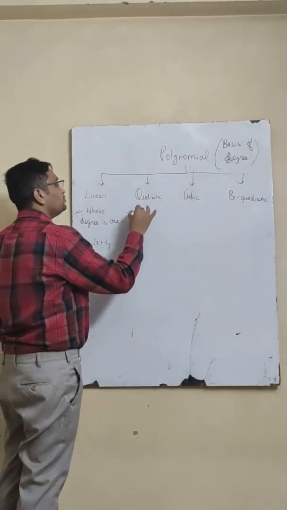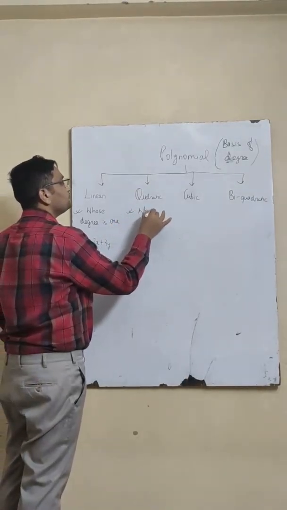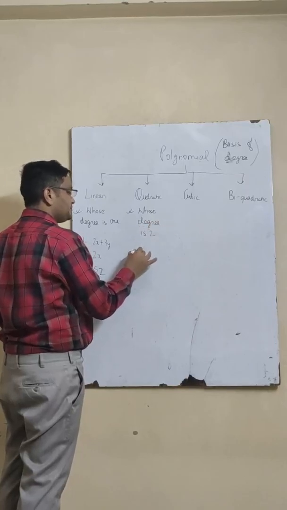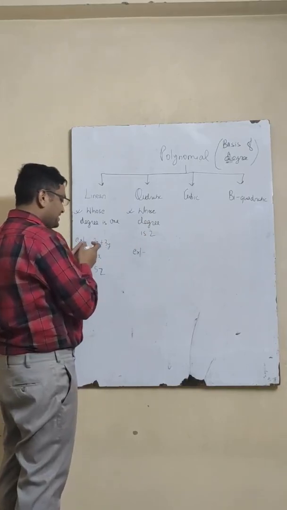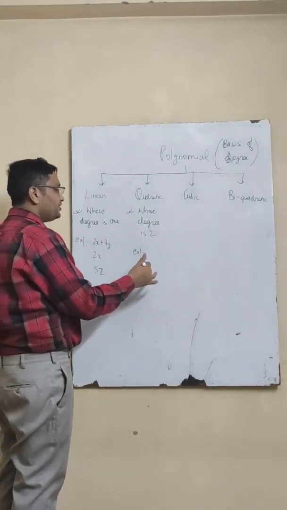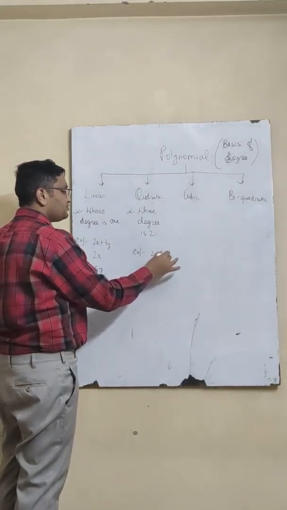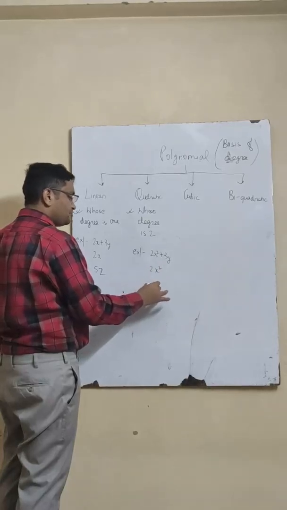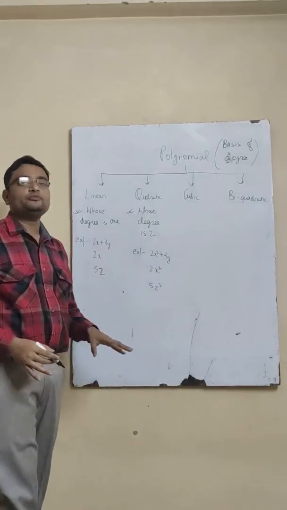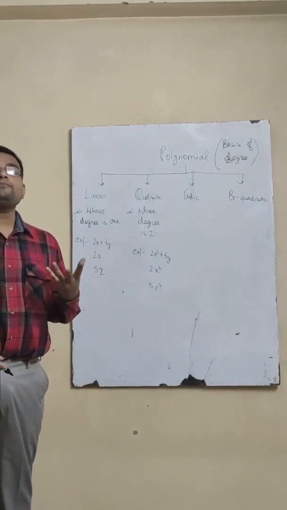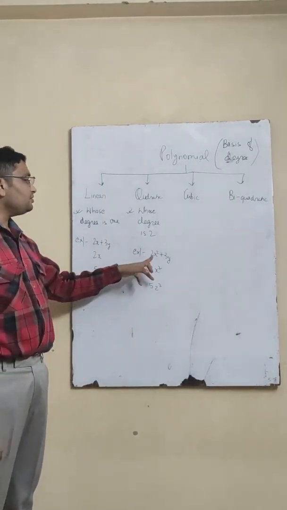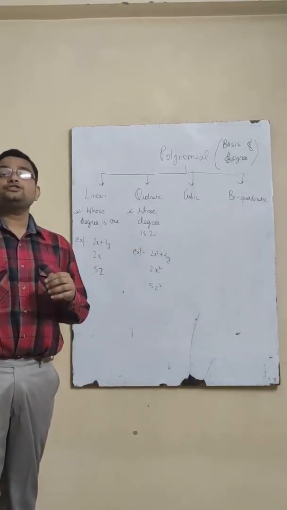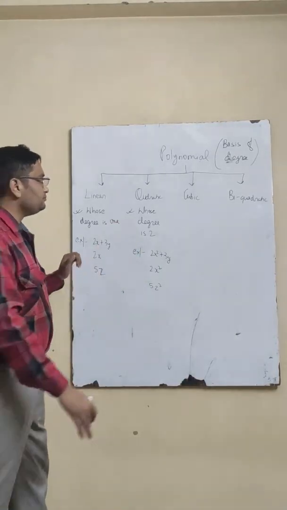Quadratic polynomial is one whose degree is 2. Example, 2x to the power 2 plus 3y, 2x to the power 2, 5z to the power 2. These are all quadratic polynomials. Why? Because the power of the variable is 2. Here I know there are 2 variables, but the highest power of the variable is 2, so it is a quadratic polynomial.